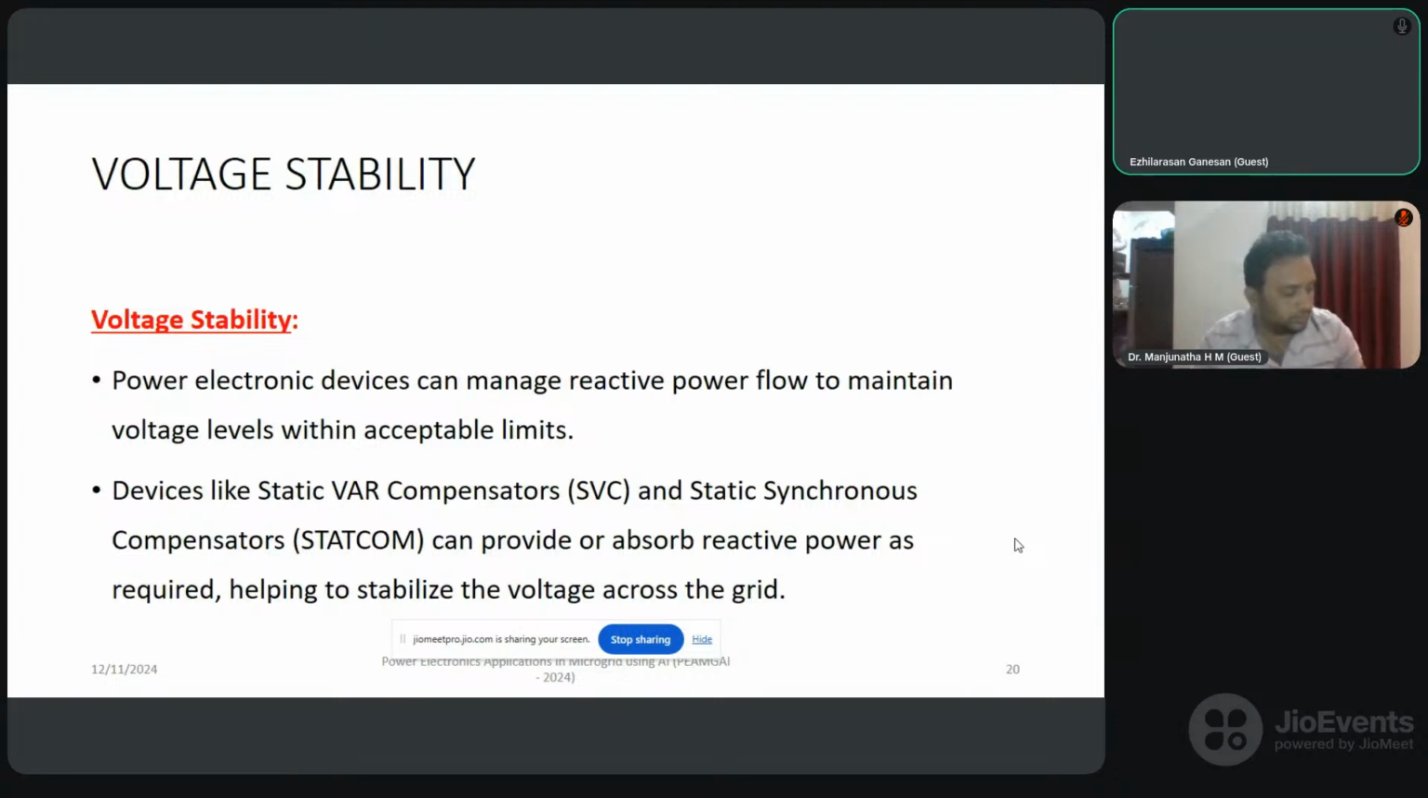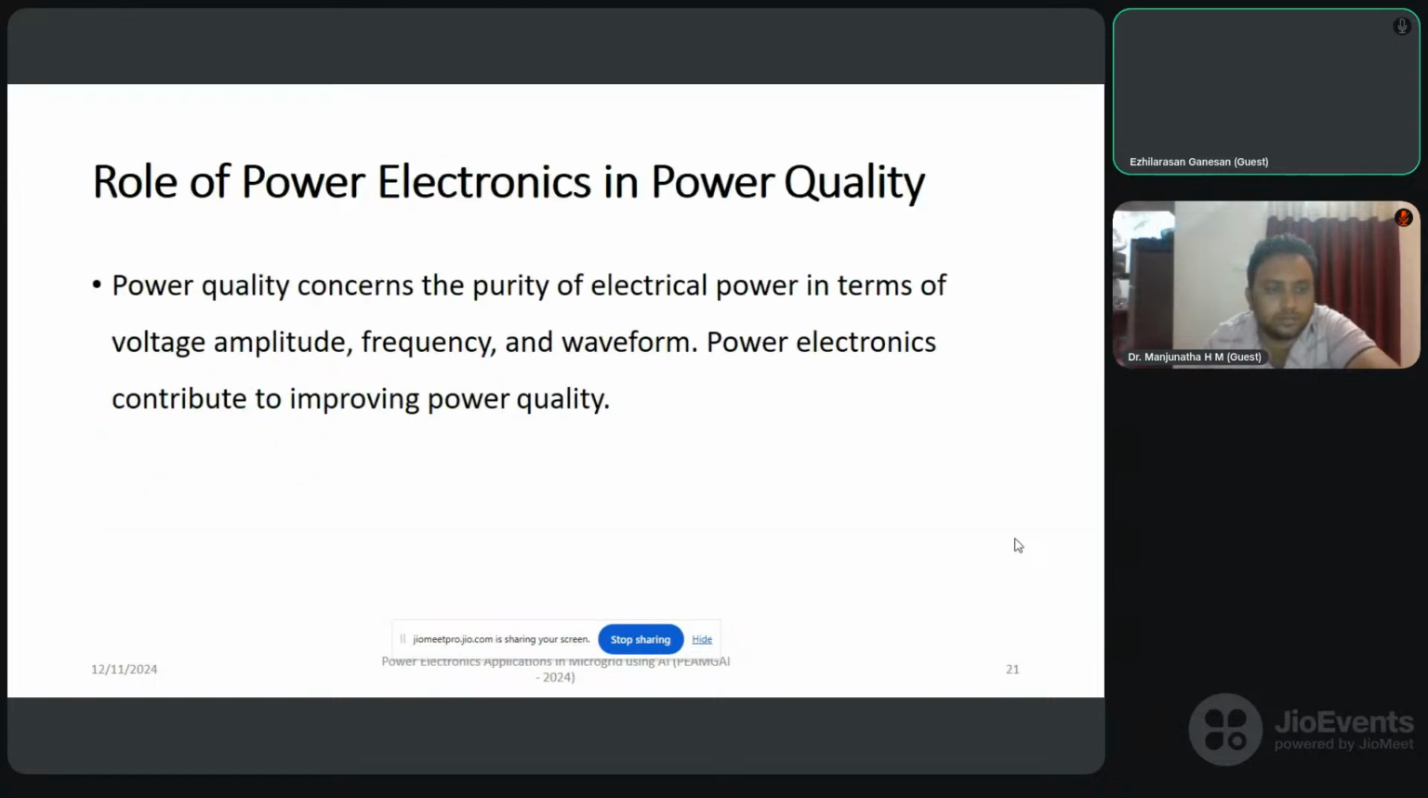Similarly, voltage stability. Power electronic devices can manage reactive power flow to maintain voltage levels within acceptable limits. Devices like static VAR compensators and static synchronous compensators can provide and absorb reactive power as required, helping to stabilize the voltage across the grid. Then, the role of power electronics in power quality. Power quality concerns the purity of electrical power in terms of voltage, amplitude, frequency, and waveform. Power electronics contribute to improving power quality.